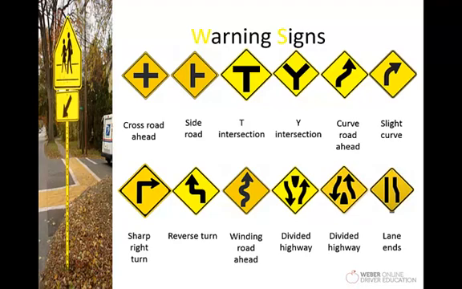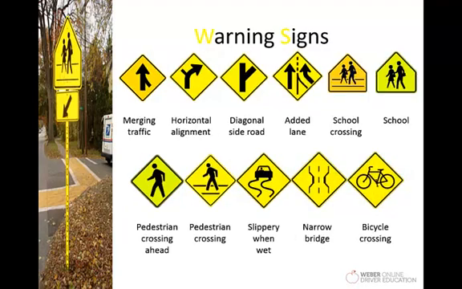So this is a side road to the right, and you'd also see one to the left. Sharp right turn, sharp left turn. A divided highway begins, and this is divided highway ends, depending on where you are. The right lane ends, double turns, and you'll learn these the more and more that you drive them.